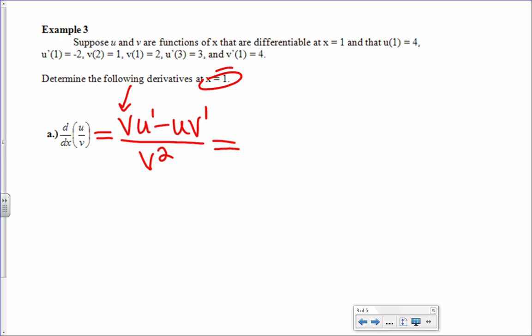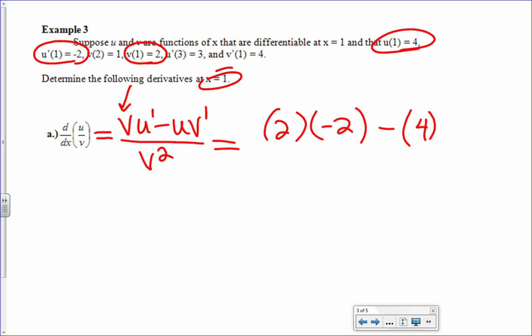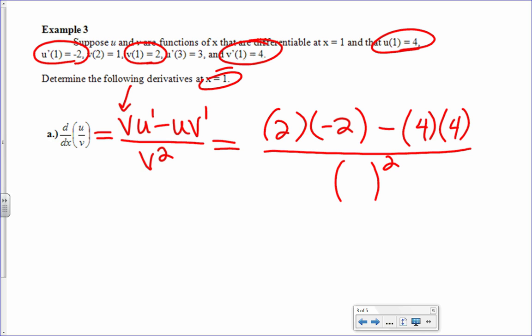is somewhere, and it's right here. So it's 2, times whatever u prime at 1 is. U prime at 1 is -2. Minus u at 1, that's right there, it's 4, times v prime at 1 is right here, which is 4, all over v at 1, whatever that happens to be, squared.